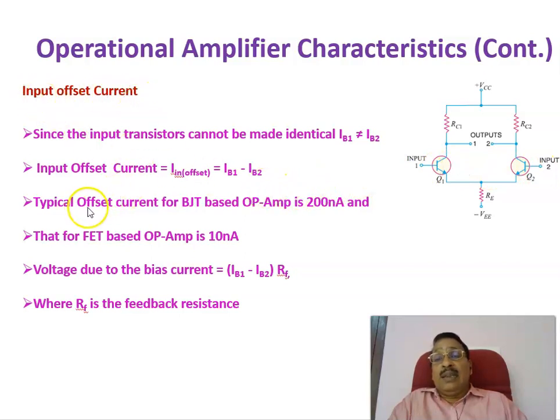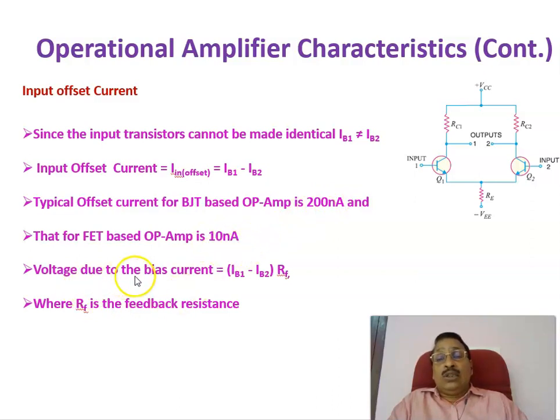The typical offset current of a BJT op amp is around 200 nanoamperes. That is, this much current is the difference between IB1 and IB2. For an FET based op amp, it is equal to 10 nanoamperes. If it is a bipolar junction transistor based op amp, it is around 200 nanoamperes. But if you use an FET instead of the BJT, the input offset current is very small, only 10 nanoamperes.